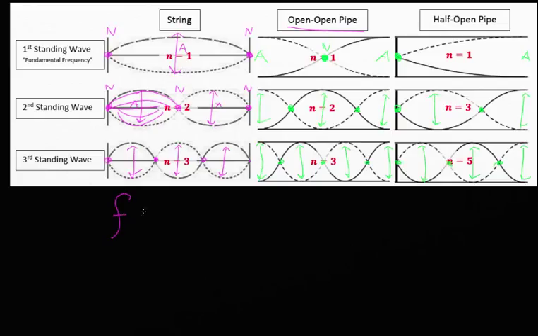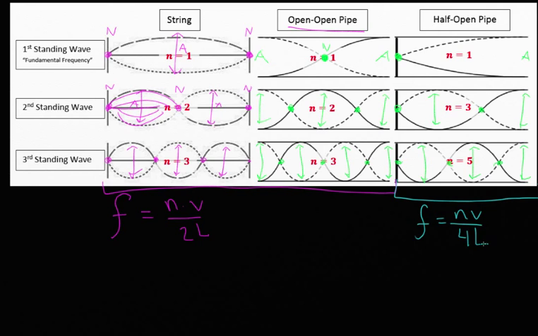It says frequency is equal to N times V over 2L, and this is the formula that applies to these two. And then we get a slightly different formula over here for the half open. It says that the frequency is equal to NV over 4L. Okay, let's see why there's that difference.